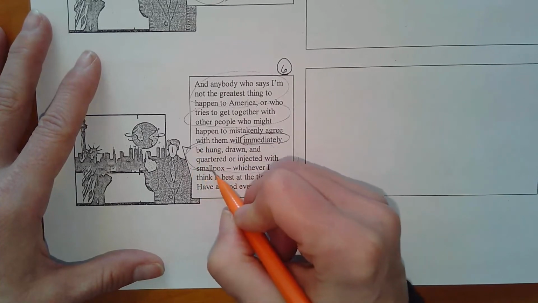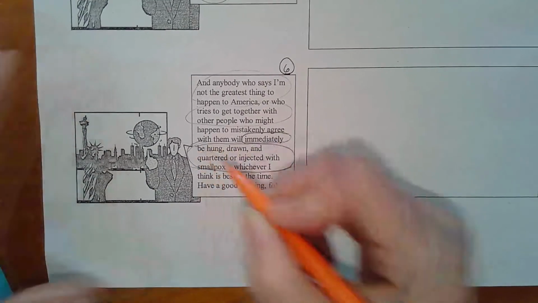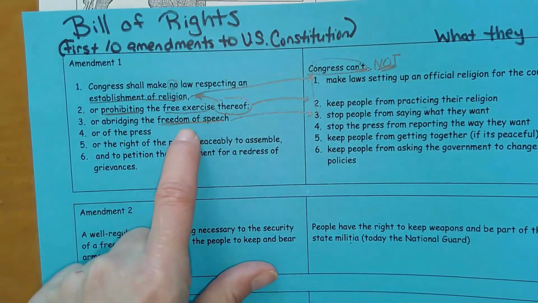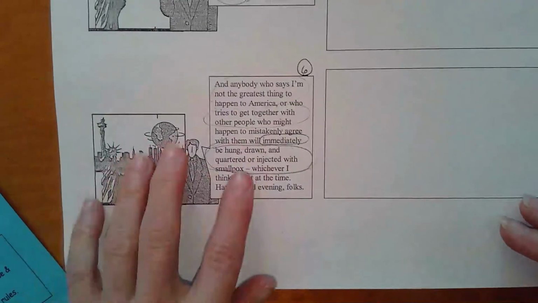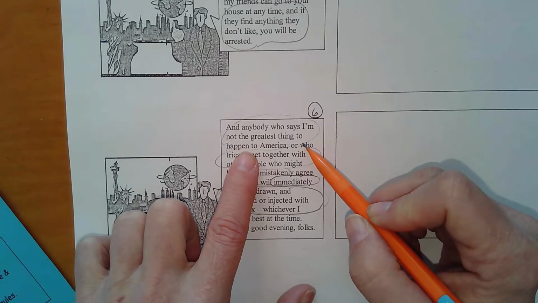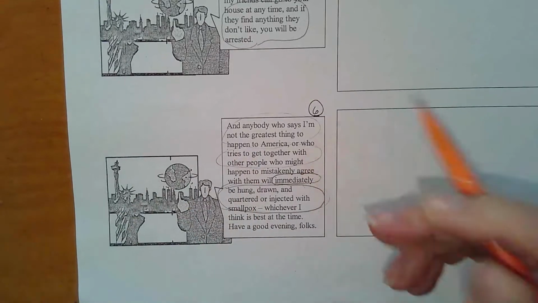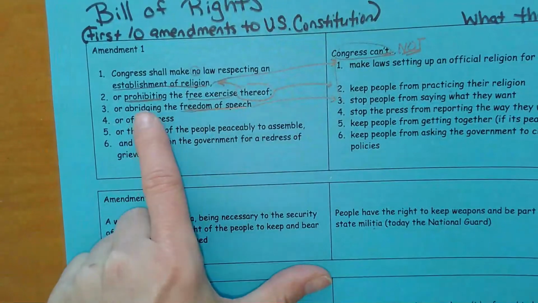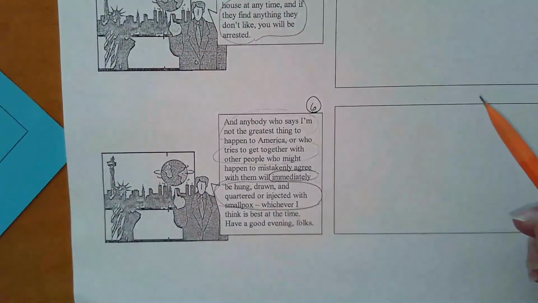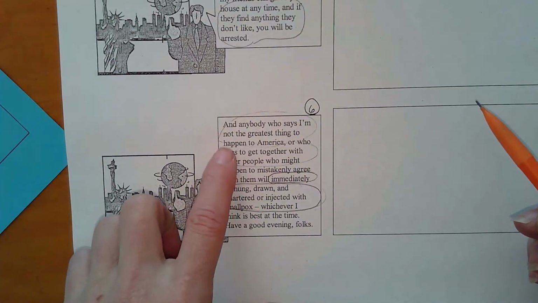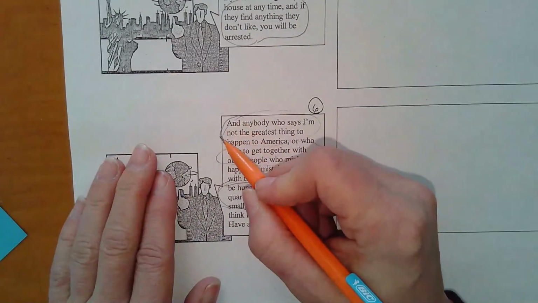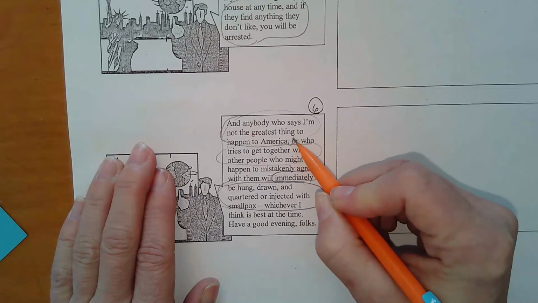Okay, that has nothing to do with free exercise of religion, not establishing religion, or freedom of speech. What about anybody who says I am not the greatest thing to happen to America? Is it stopping you from saying what you want if the federal government says you can't say you don't like it? That is absolutely taking away your freedom of speech.